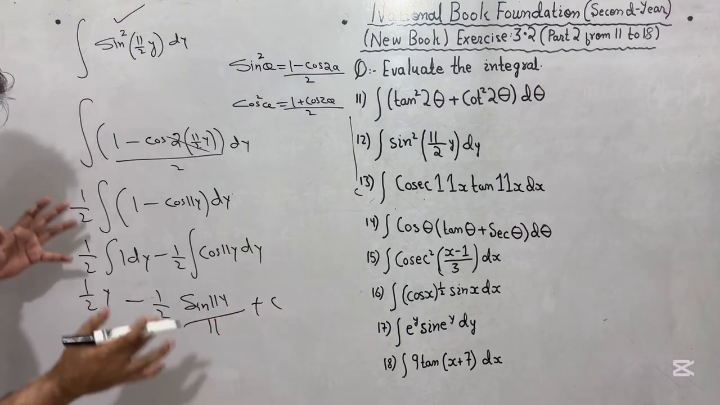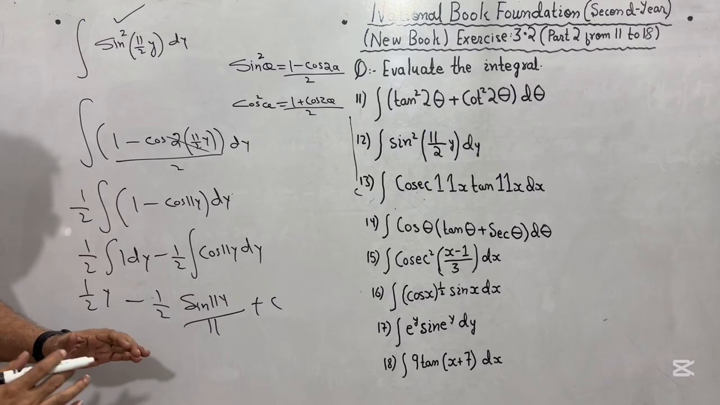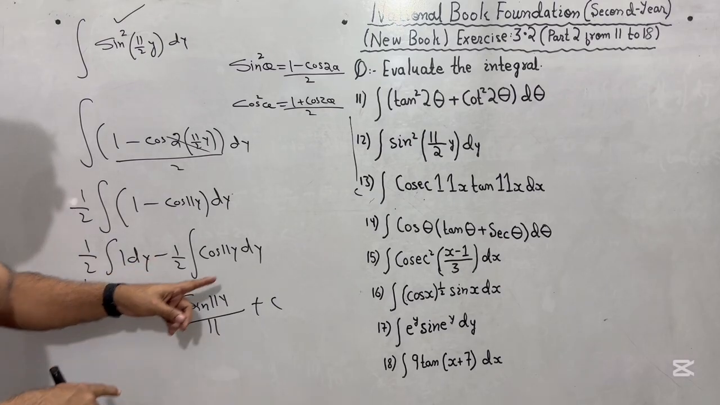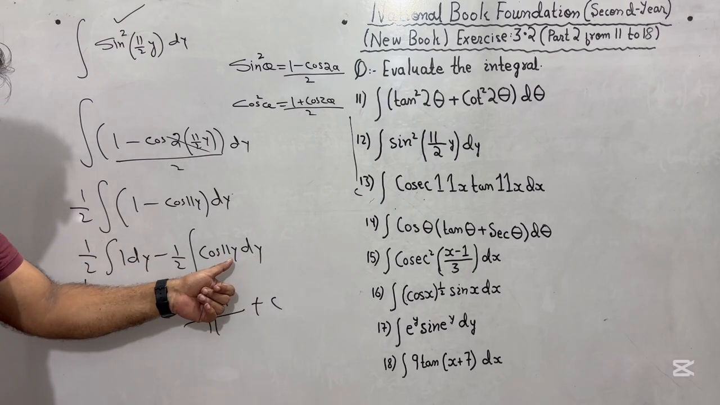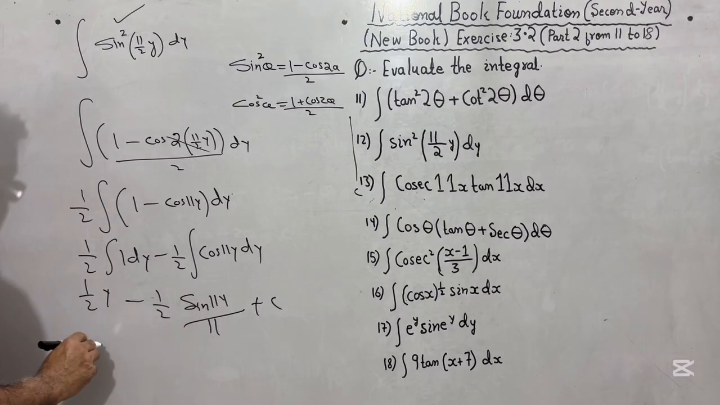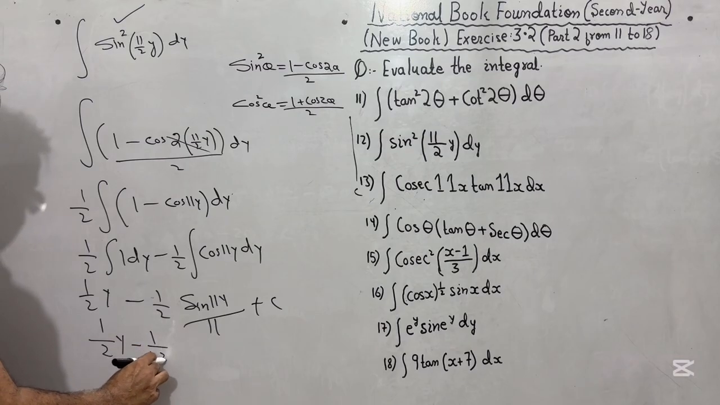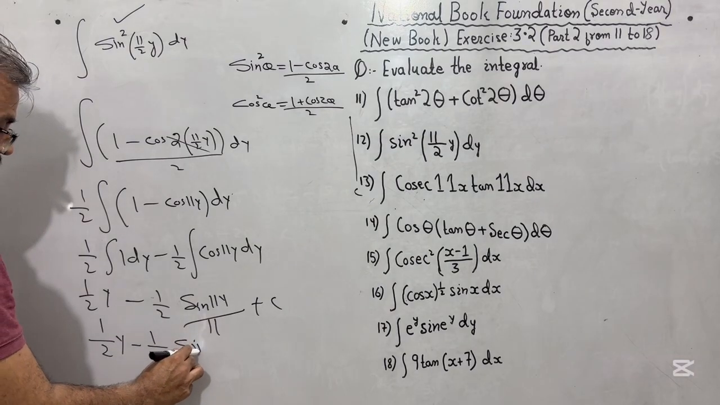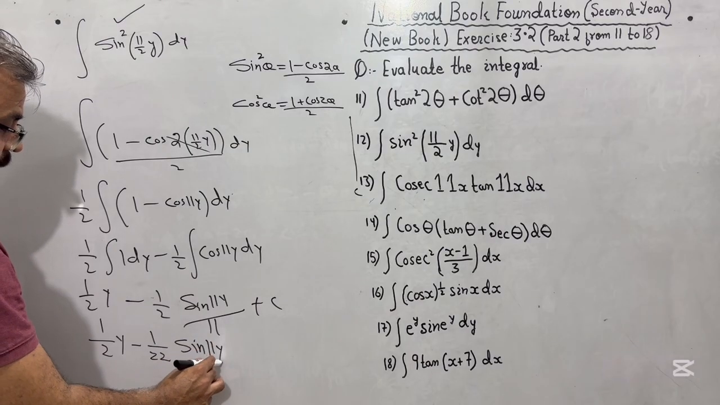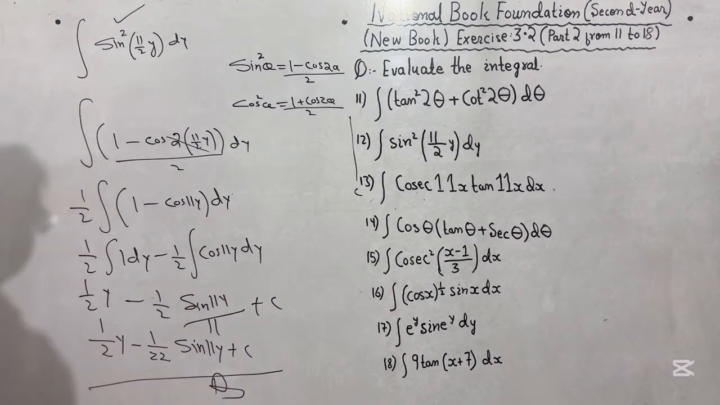You can reconcile this with the fact that differentiation of 11y is 11, so we divide by the same. In case of differentiation, we have to multiply with the differentiation of the angle. In case of integration, we have to divide. It will become 2 times 11, 22. So our answer is 1 over 2y minus 1 over 22 sine 11y plus c. That's our answer in that case.